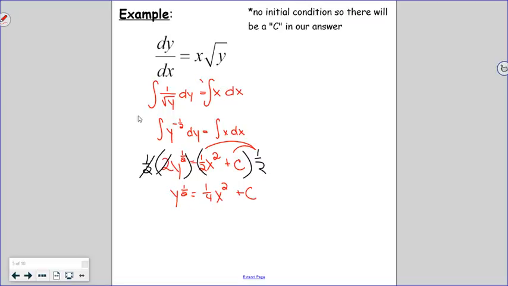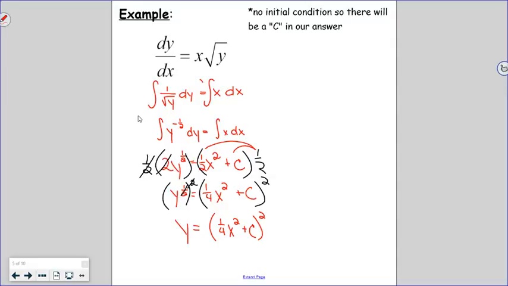Y to the 1/2, how do I get rid of that? Square, right? You can rewrite it as a square, right? You don't need to. It doesn't matter as long as you remember algebraically how to get rid of that. I can always multiply a fraction exponent by its reciprocal, right? And I would do that to both sides. The 1/2 and the 2 are going to cancel on this side, and we get y equals 1/4 x squared plus c, quantity squared.